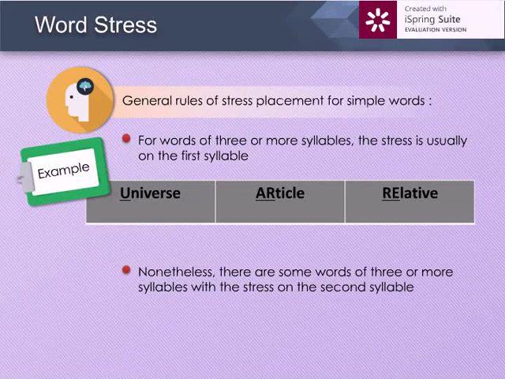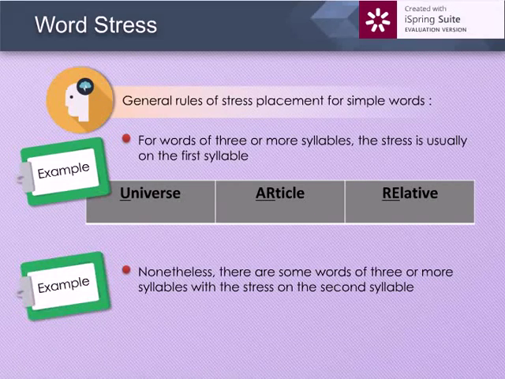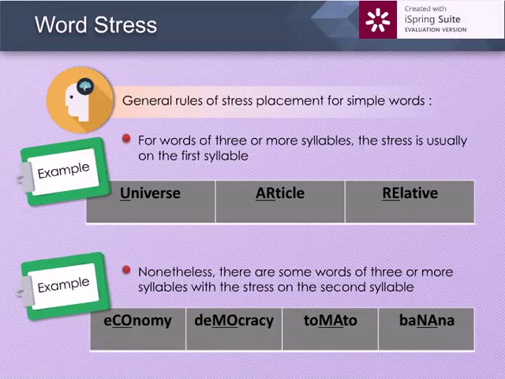Nonetheless, there are some words of 3 or more syllables with the stress on the second syllable. For example, economy, democracy, tomato or tomato, banana.